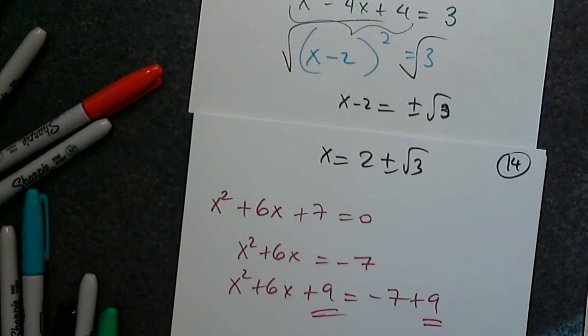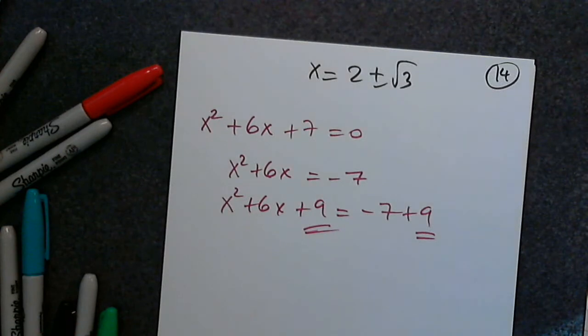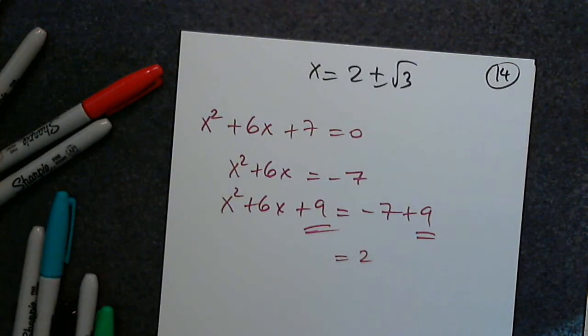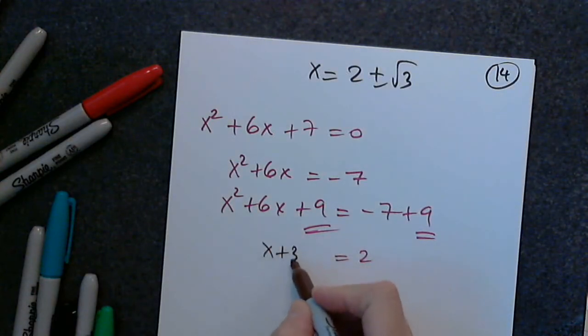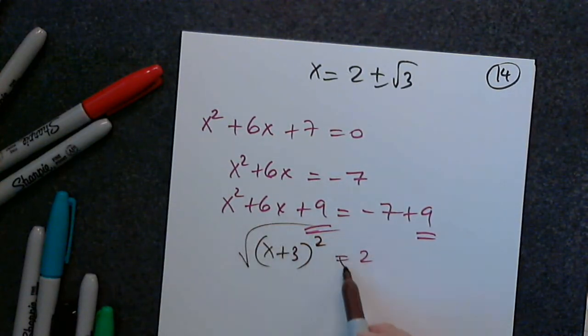It has to be on both sides. If we don't put it on both sides, then we do change the equation. Can anyone tell us what is on the left? I'll tell you what's on the right, which is 2. Please tell me what we have on the left. Is it x plus 3 squared? Very good. It's what I squared to get 9. Excellent. Now we take the square root.